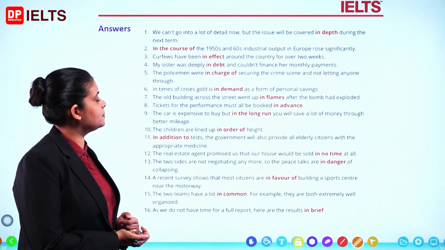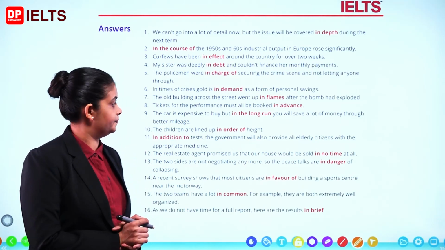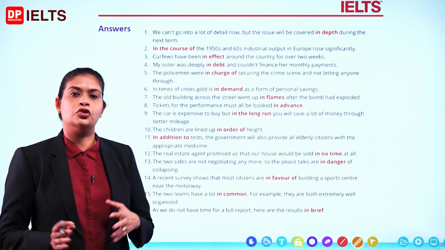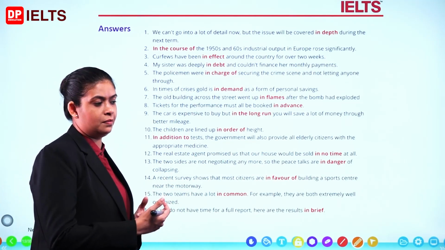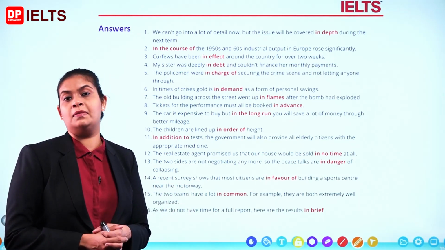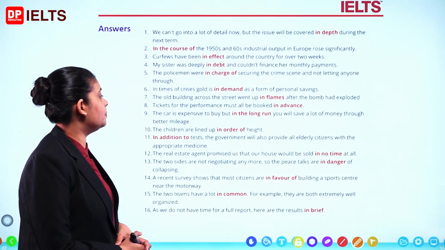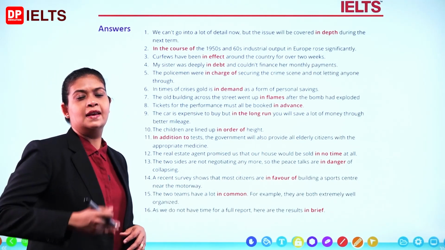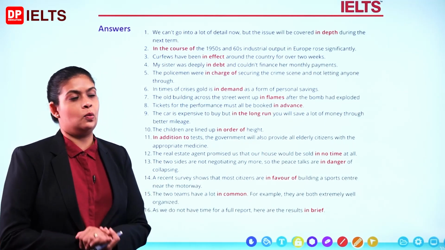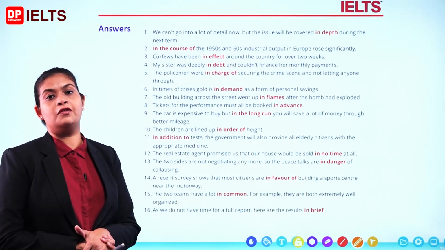Tickets for the performance must be booked in advance. That means it has to be booked prior. The car is expensive, but in the long run. So short run means when you look at about 1, 2, 3 months. Long run means when you're looking at a life ahead, maybe 1, 2, 3 years. The children are lined up in order of height. In order means like you have A, B, C, D in sequence. In addition to tests, that means apart from the tests.